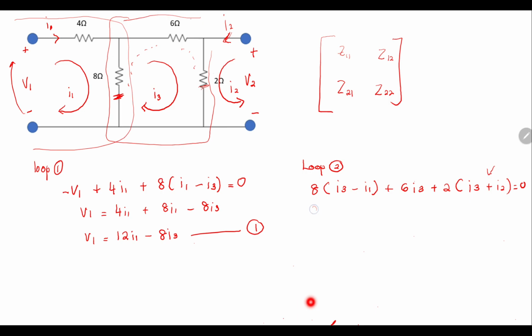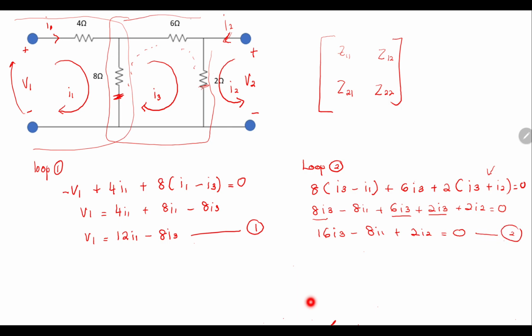So from here you got 8I3 minus 8I1 plus 6I3 plus 2I3 plus 2I2 equals 0. So you see how many I3 you got over here. You got 16I3 minus 8I1 plus 2I2 equals 0. So this one is considered equation number 2.